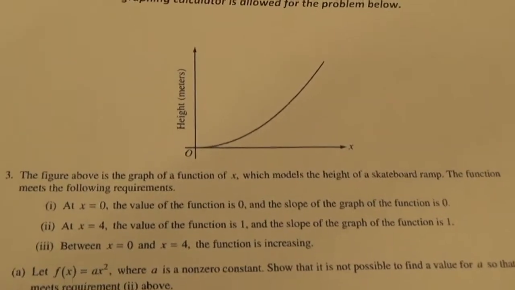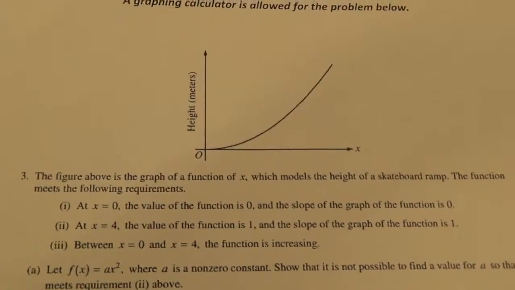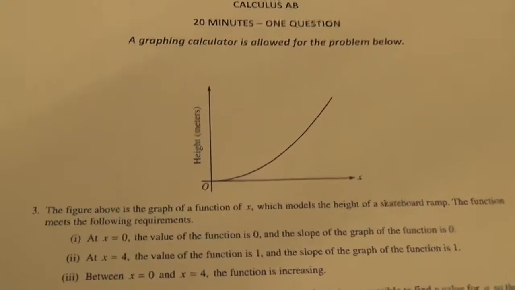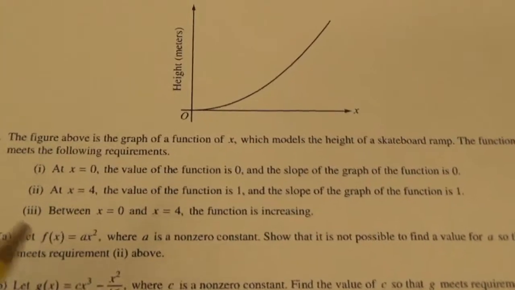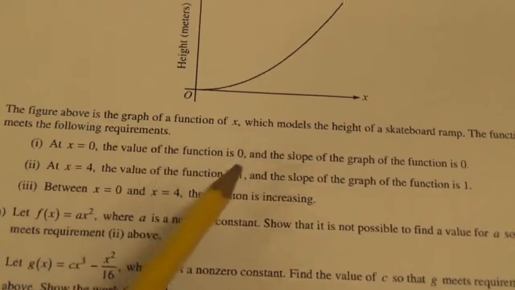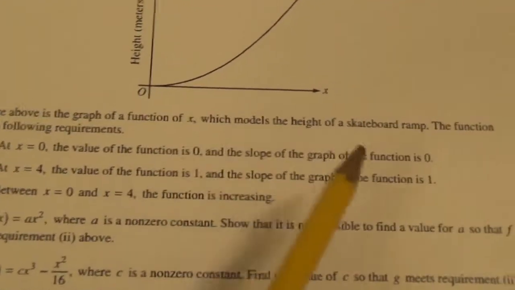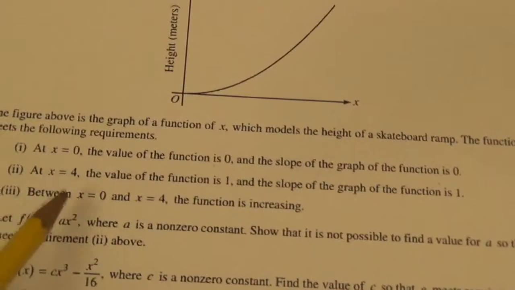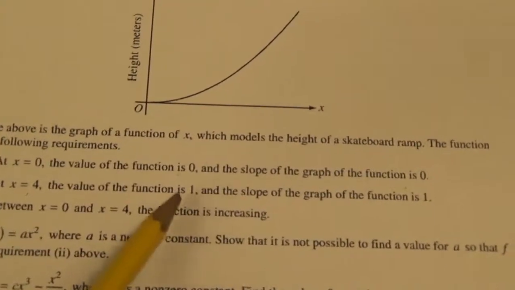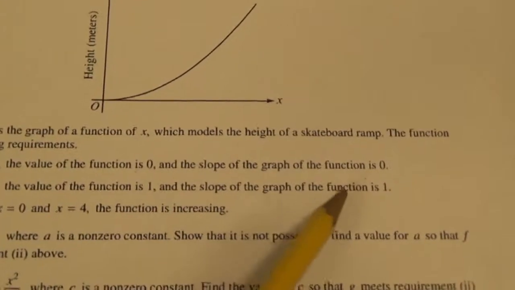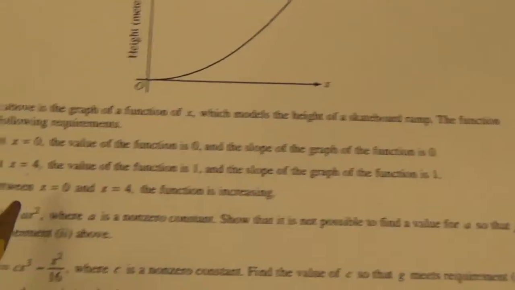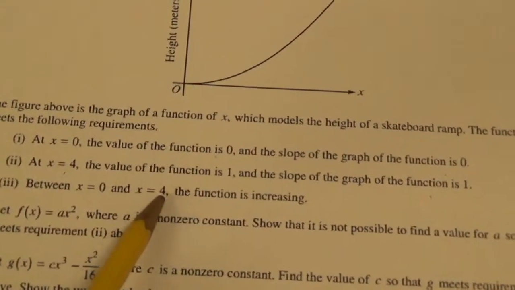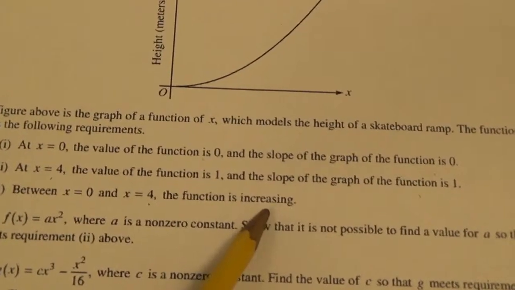Figure above is the graph of a function of x which models the height of a skateboard ramp. The function meets the following requirements. At x equals 0, the value of the function is 0, and the slope of the graph of the function is 0. At x equals 4, the value of the function is 1, and the slope of the graph of the function is 1. Between x equals 0 and x equals 4, the function is increasing.